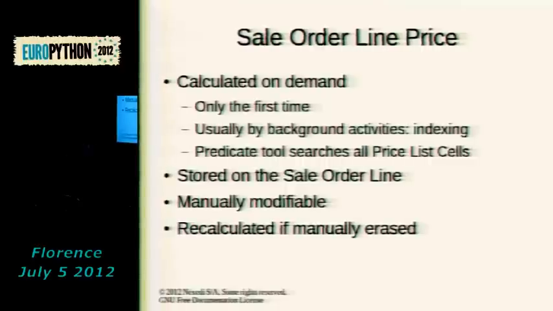And the price is then stored in the sale order line, for two reasons. One is so that it doesn't have to be calculated anymore, and two, so that an accountant or a sales guy with enough permissions, or even a manager, could go there and manually change the price of that sale order line. So it's a very flexible system. And if you have permission to do that and erase the price from within the sale order line, the sale order line is recalculated almost immediately because you're looking at it. Or if for some scripted reason the price is removed, then it will be recalculated by a background reindexing activity.